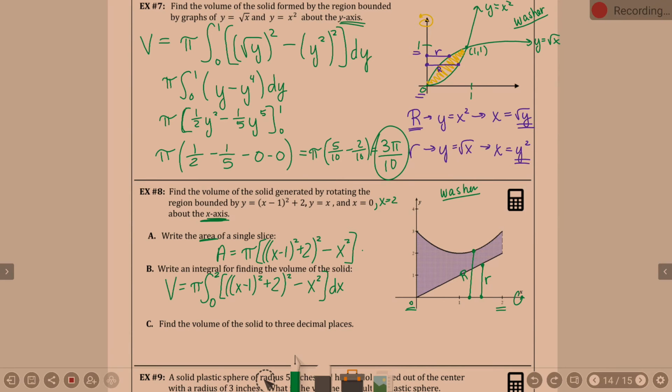C. Find the volume of the solid to 3 decimal places. So what are we doing? We're using our calculator. Good luck getting all the parentheses right. And that's your hint right there. When it says to 3 decimal places, you know that they're just looking for a calculator answer.